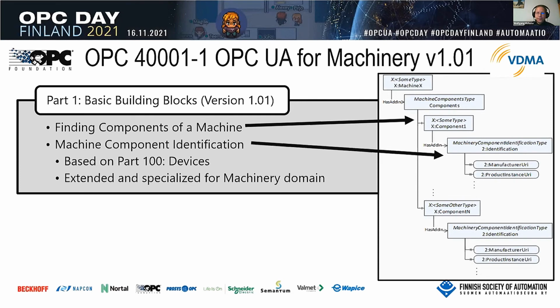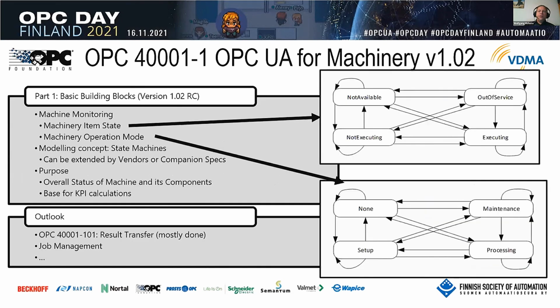Currently, we have a release candidate out since, I don't know, 1 or 2 or 3 weeks or something like this. And this is addressing as use case machine monitoring, but it's focusing on a very high level. So we have a state of a machine and an operation mode. You can see here the state is something like, I'm executing, I'm not executing. So this is knowledge the machine has by itself, so to say.